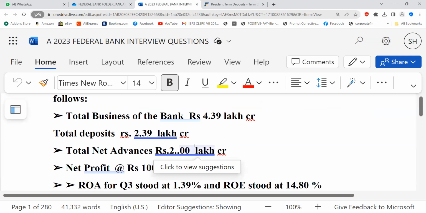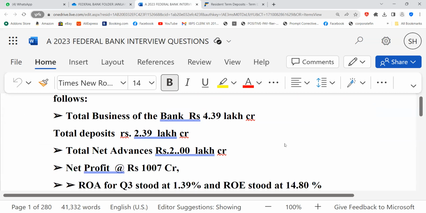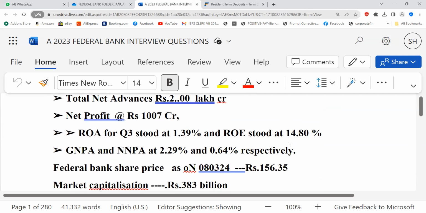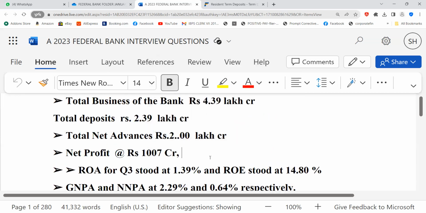Please read this. Total business of the bank, rupees 4.39 lakh crore, as on 31st December 2023. Total deposit rupees 2.39 lakh crore. Total net advances rupees 2.00 lakh crore. And net profit... One minute, sir. I think I made some mistake here.